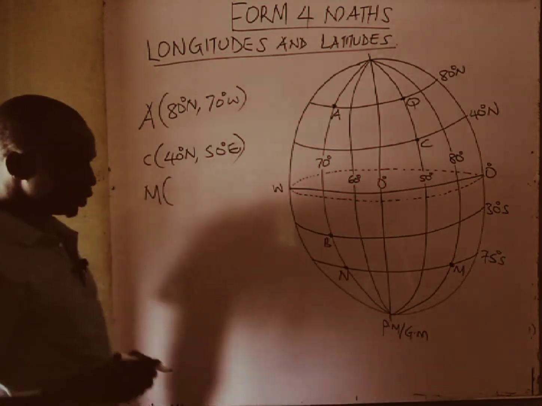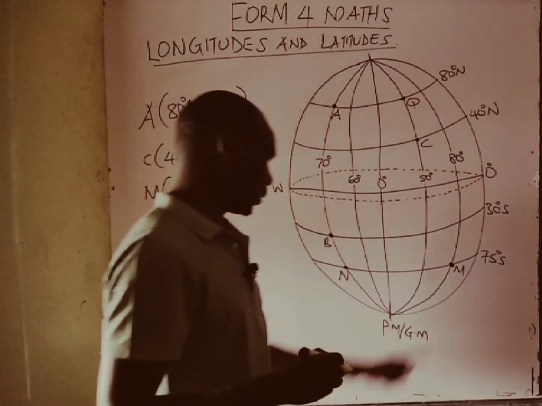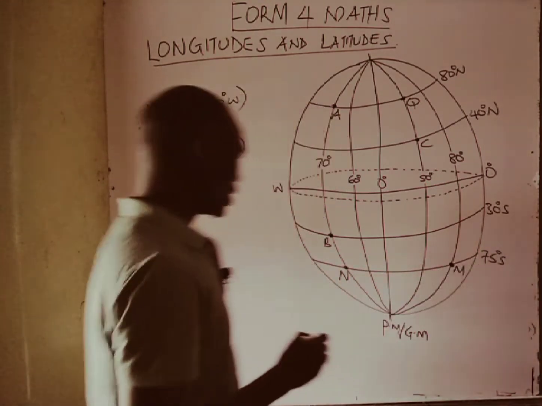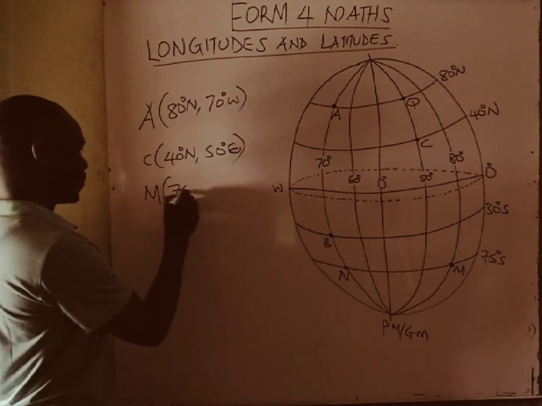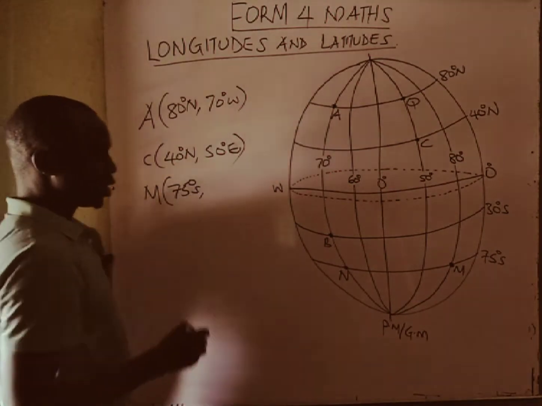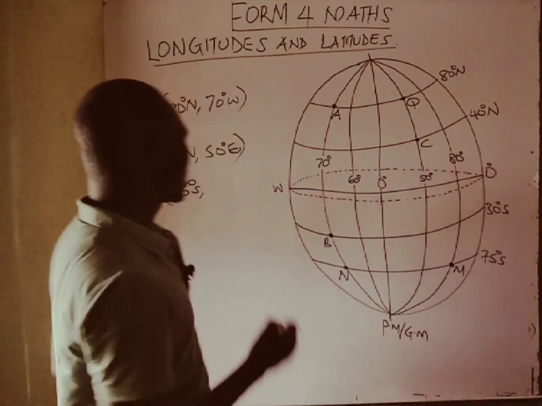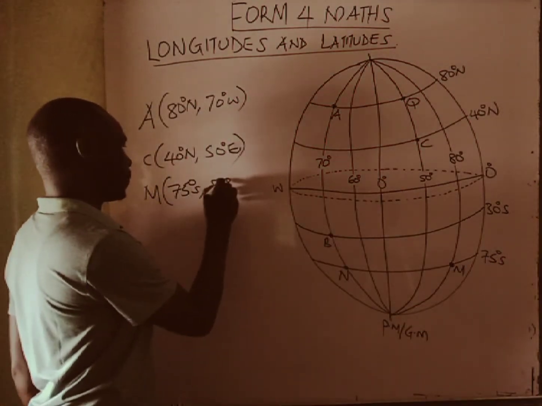Let us, for example, give the position of a point like M. If somebody tells you to give the position of point M, M lies on which latitude first? 75 degrees south. Then we identify the longitude for M, and the longitude is 80 degrees but east.